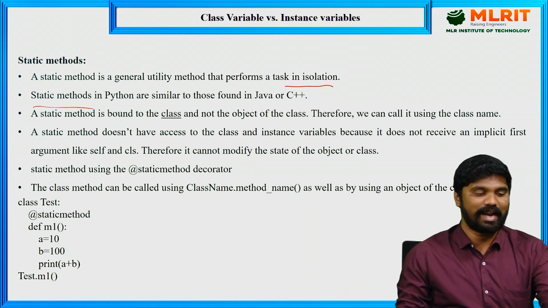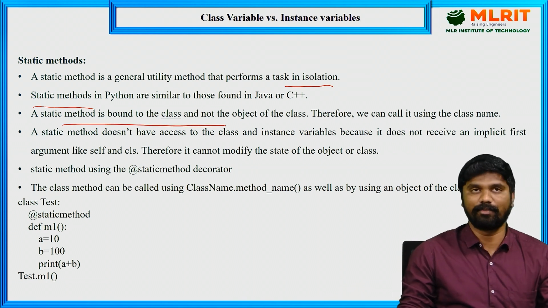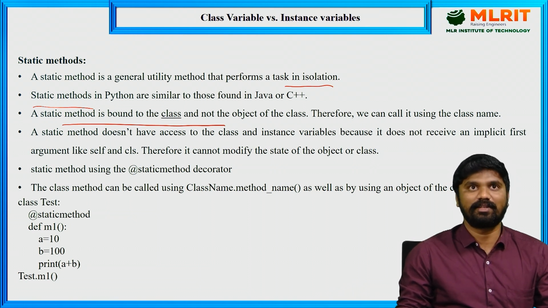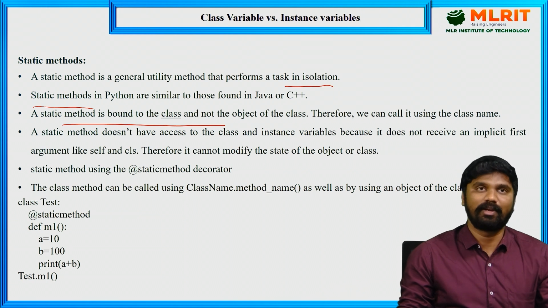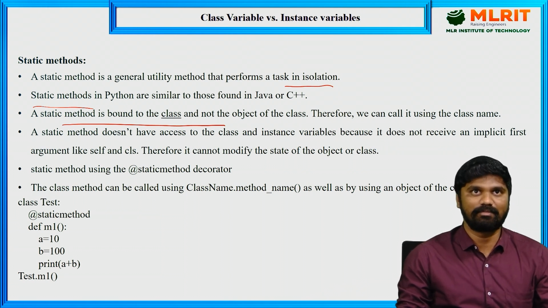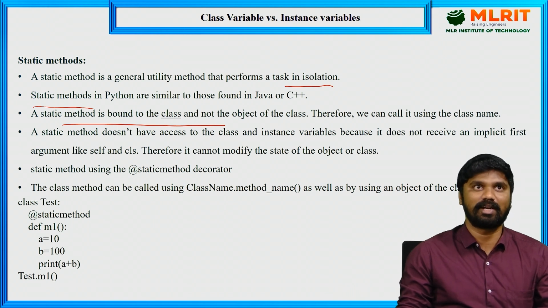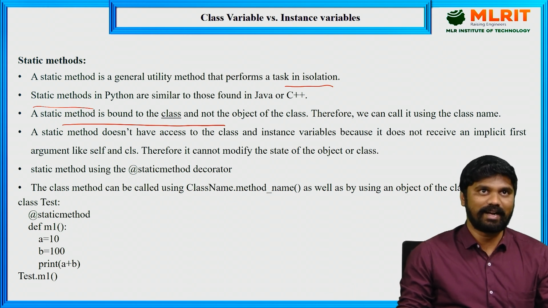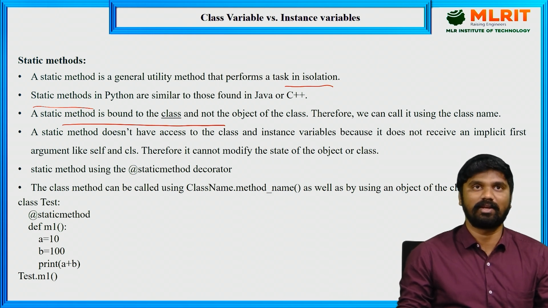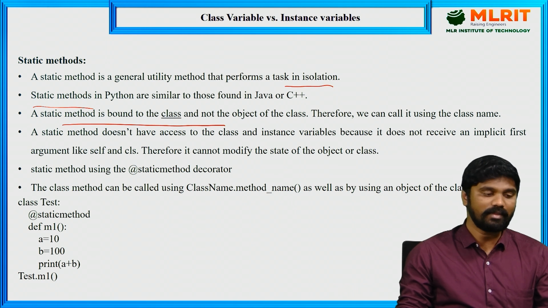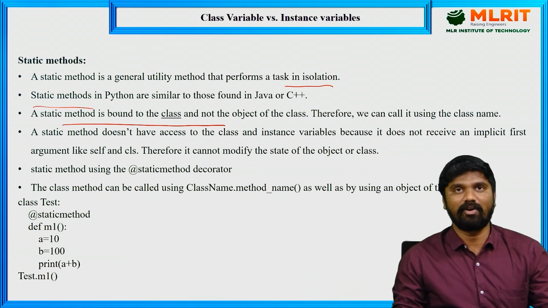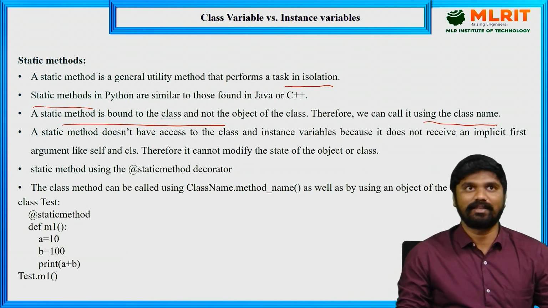Here, a static method is bound to the class and not to the object of the class. As we discussed in the previous discussion, instance variables and instance methods are instance members, which are object level members. Similarly here, the static method is class level, bound to the class but not the object. That means it is considered a class level method. So that's why we can call the static method using the class name.